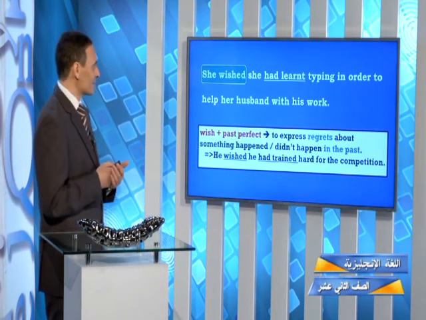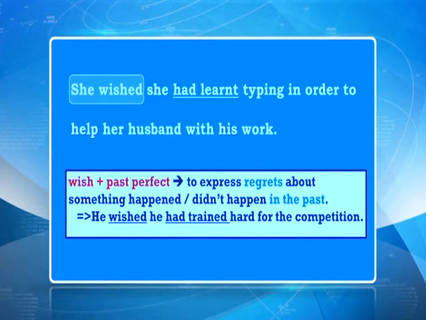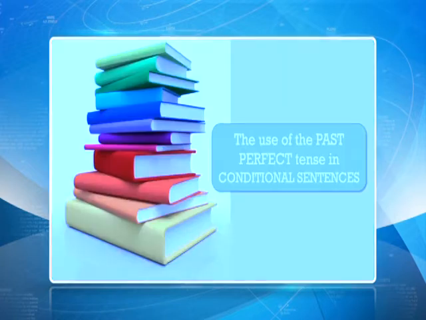Let's read the sentence that is on top. She wished she had learned typing in order to help her husband with his work. Notice here that she wished. Wished is a verb in the past. This is something that she wished for earlier or in the past, and it expresses here regret. The most important thing in this sentence is that the verb is in the past perfect tense, had learned.